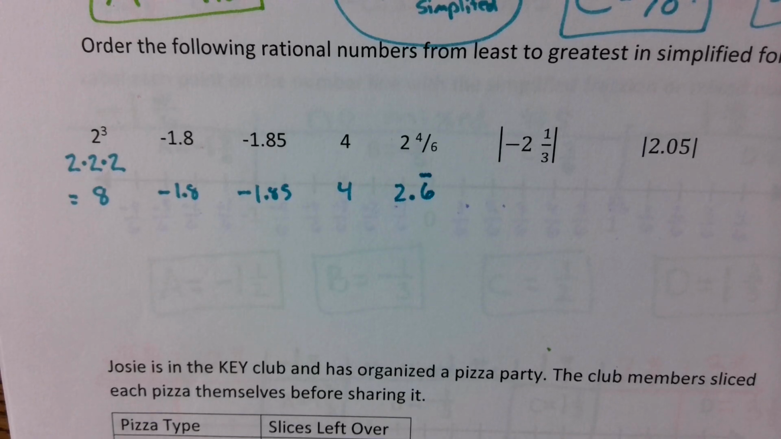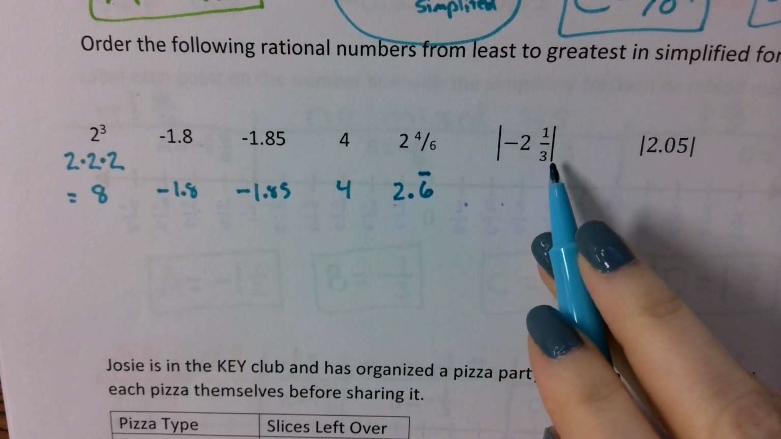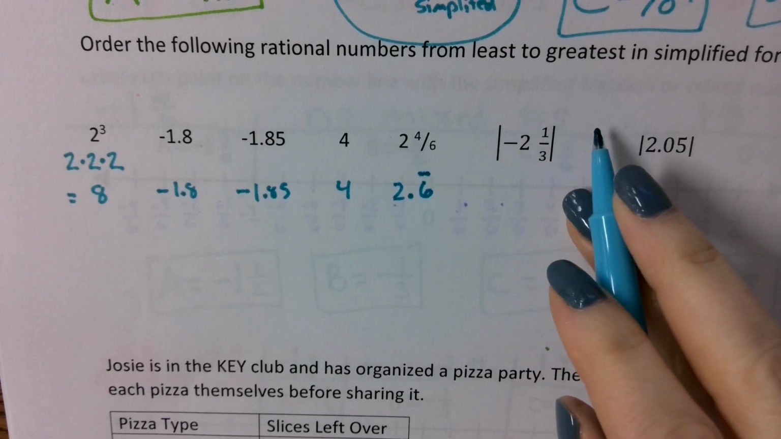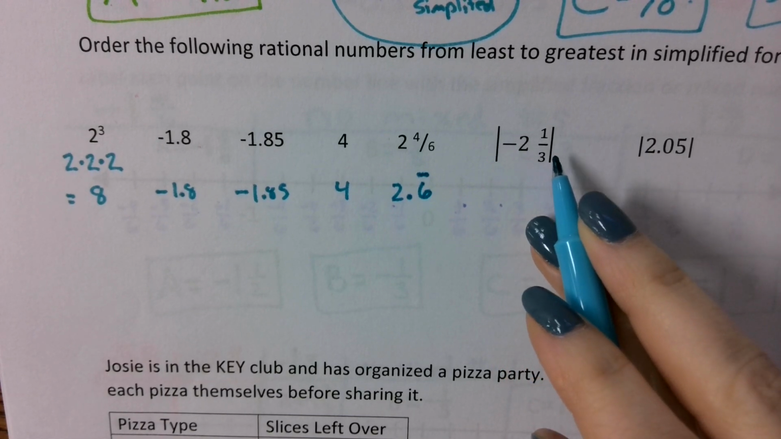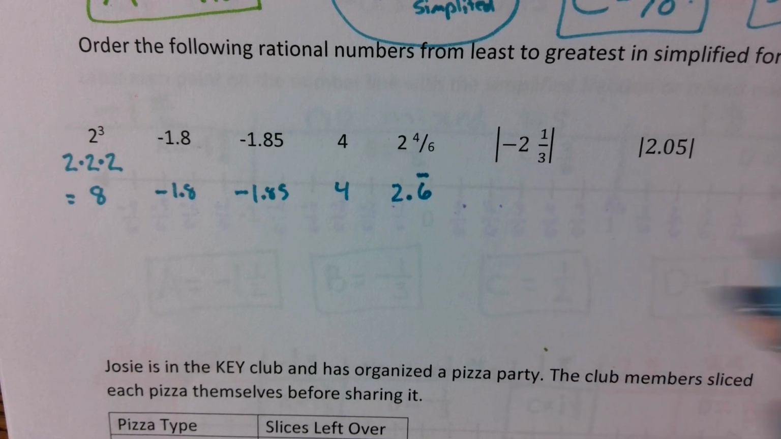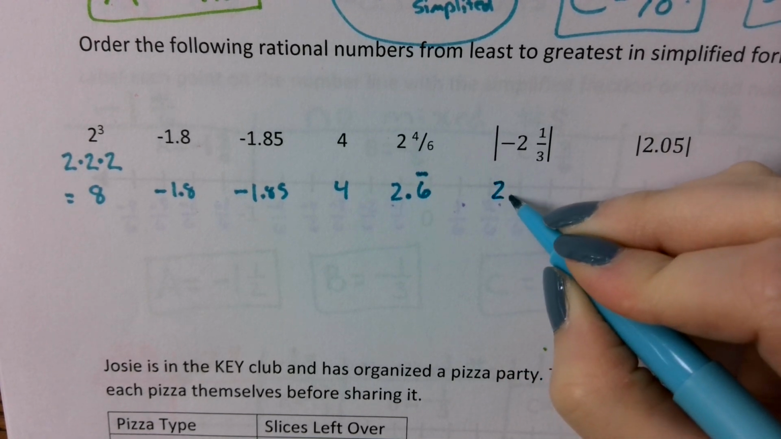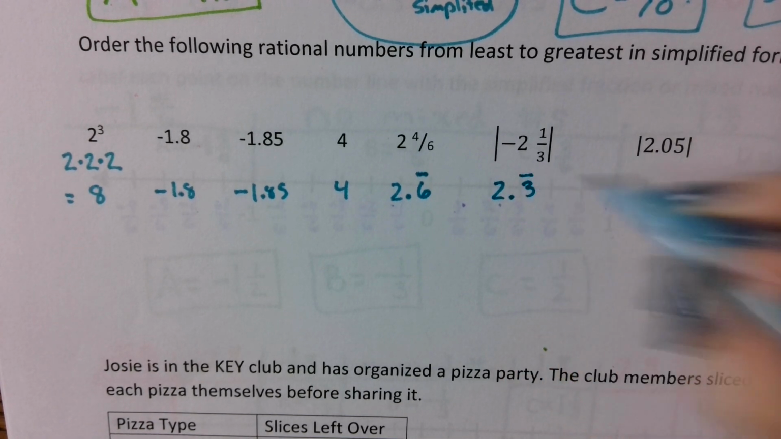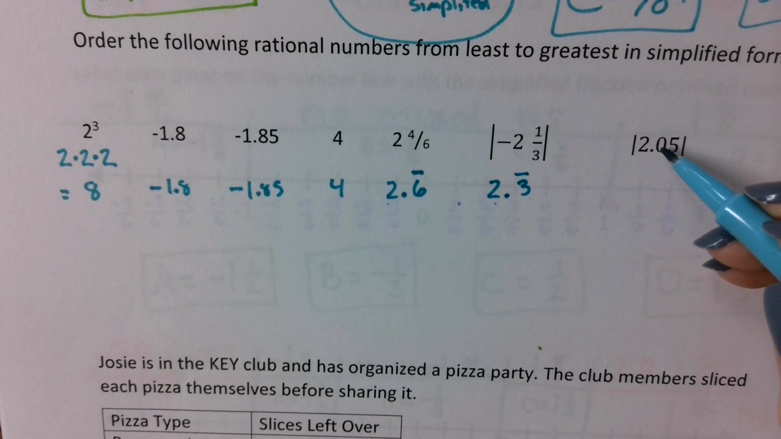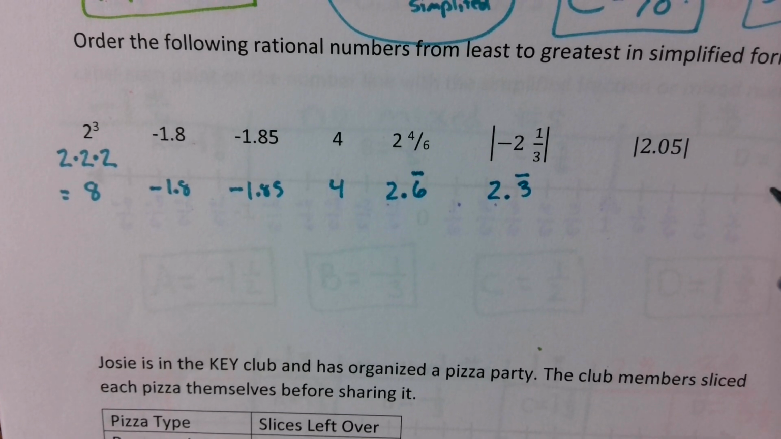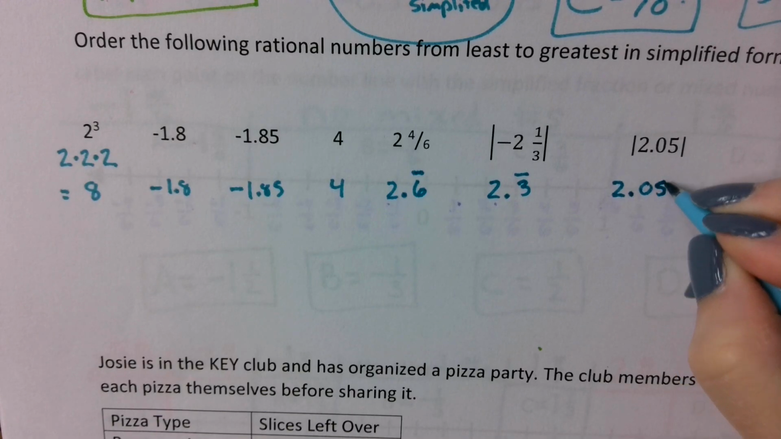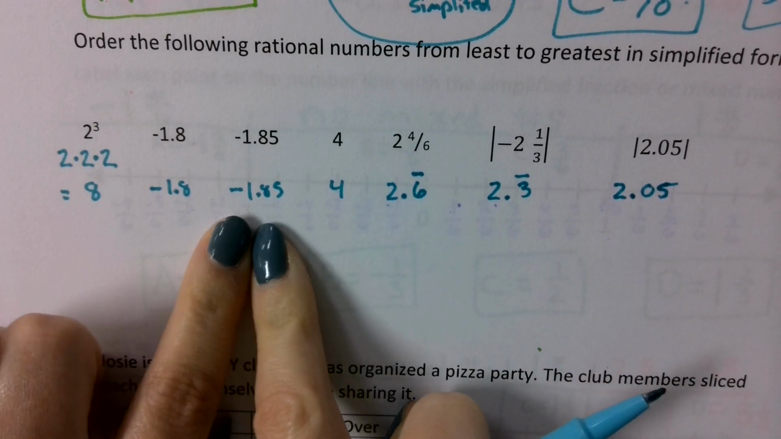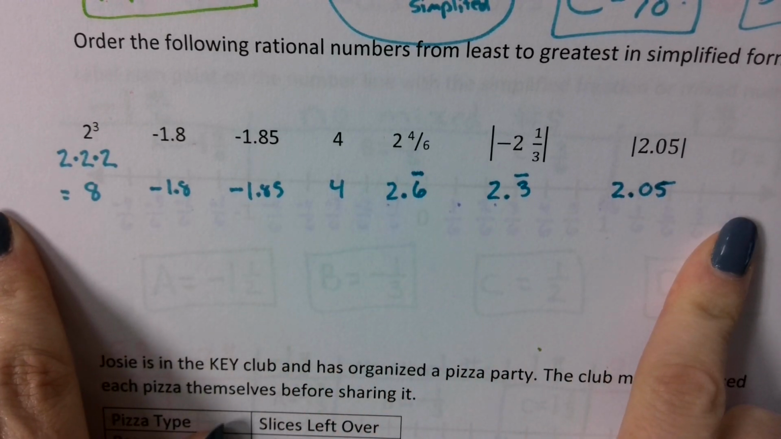Thank you. Okay, then we've got an absolute value of -2 and 1/3. Remember, absolute value is always going to be positive. Absolute value is always positive. So we know this is going to be 2.3, and the 3 is going to repeat. And then we have absolute value of 2.05, which again is just the positive 2.05. Okay, so now we've got all of our decimal versions.